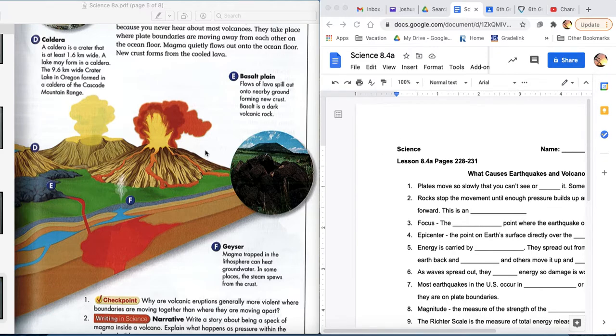That's where we'll stop today, guys. We'll talk tomorrow a little bit about how we try to stay safe and how we try to predict these two natural disasters so that they don't cause damage or harm.